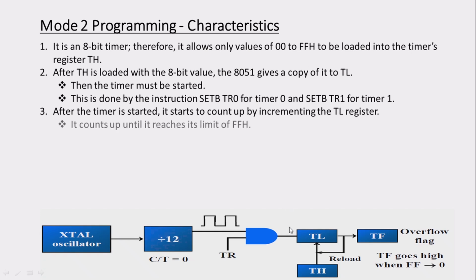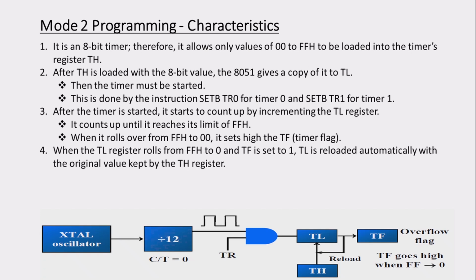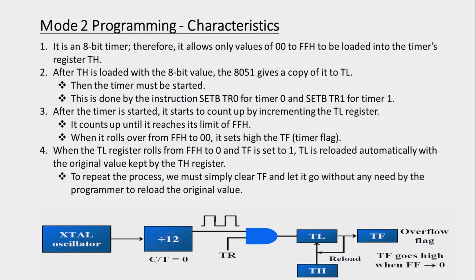Okay, so once the timer starts counting, it reaches FF hexa from the initial count we have given. Once the timer reaches FF hexa, it rolls back to 00 hexa and it will raise my TF flag. Once the TF flag has been raised, what we need to do is stop my timer, or rather, I need to clear my TF flag.